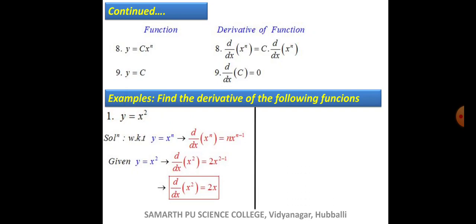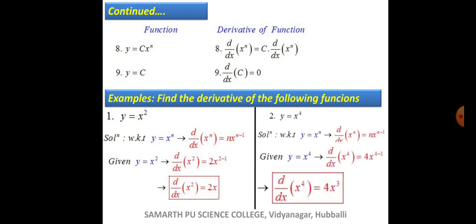Similarly, consider the next example. If y equal to x to the power 4, comparing these two equations, we have n equal to 4. So substituting n equal to 4, we get 4x cube. So this is the derivative of x to the power 4, that is 4x cube.